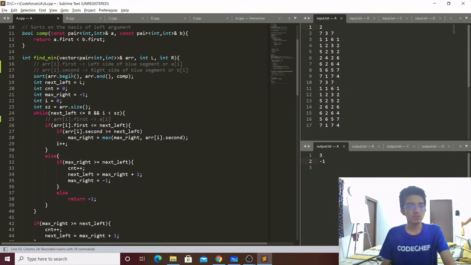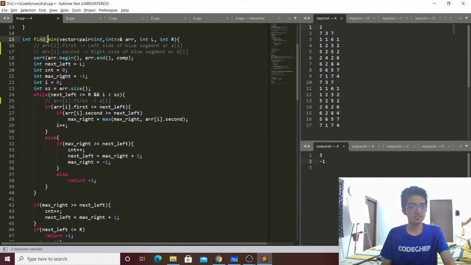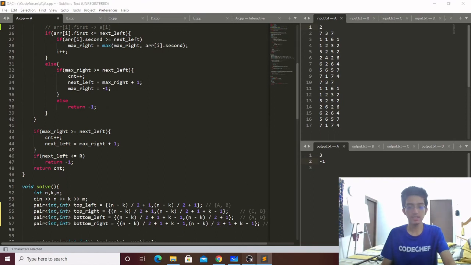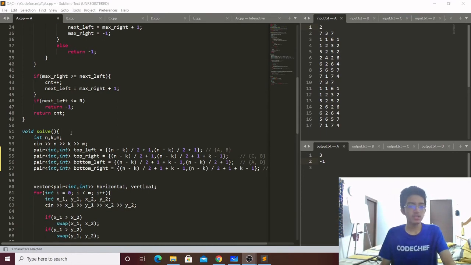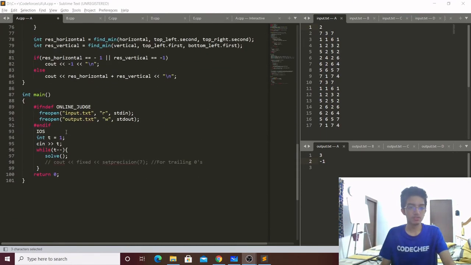Else we return the number of snakes. Okay, now that we know what this find min function is, it basically returns the minimum number of snakes to guard the poison from either the horizontal arrows or from the vertical arrows. Okay, now let's look at the solve function. Basically, I take the input, the number of test cases over here in t, and for each test case, I call this solve function.